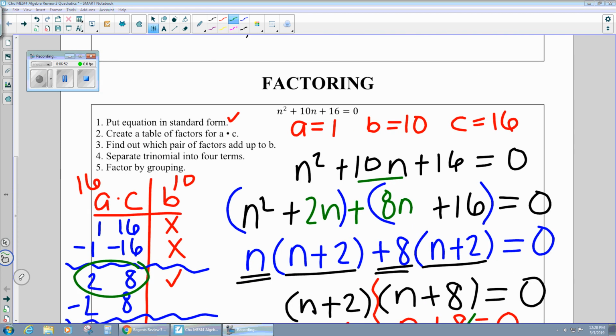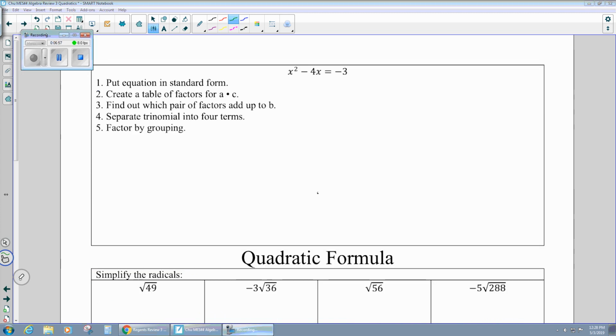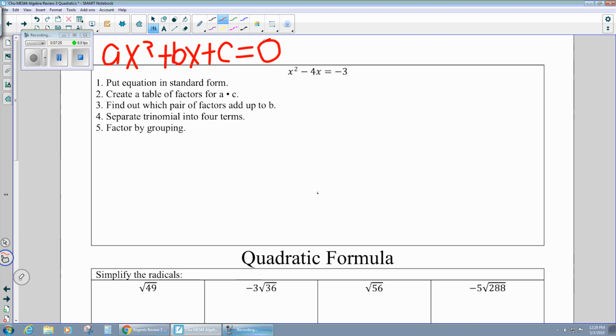Okay, so let's do another problem with factoring. If you would like to try this problem on your own, go ahead and pause the video. If not, we're going to walk through it together right now. So step 1 says put equation into standard form. I need to put my equation into standard form, and if I want to do that, I need to move this negative 3 over to the other side. Because if we recall, standard form is ax squared plus bx plus c has to equal 0. I need to get it to equal 0 before I can factor.